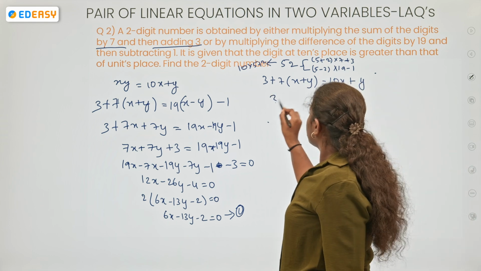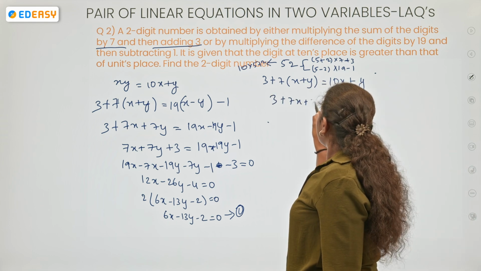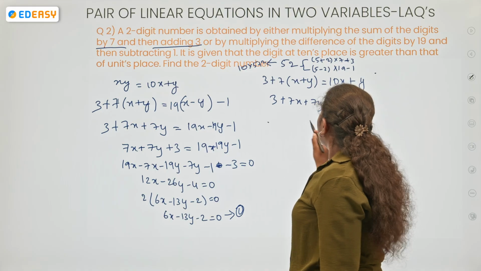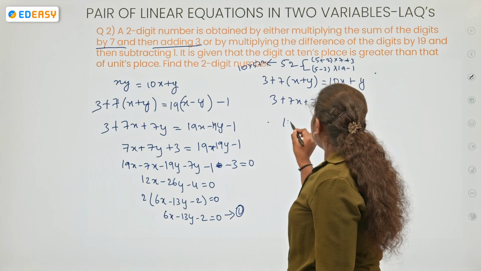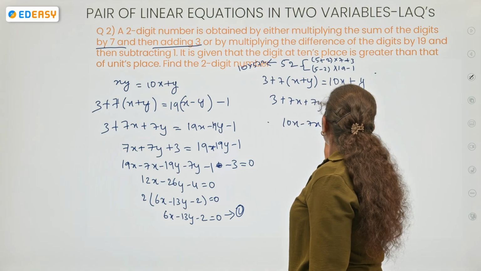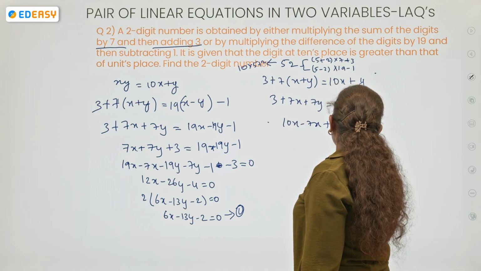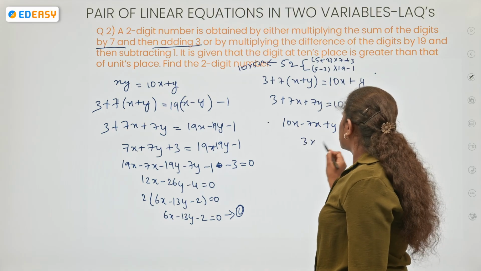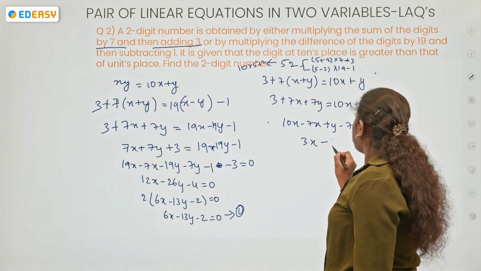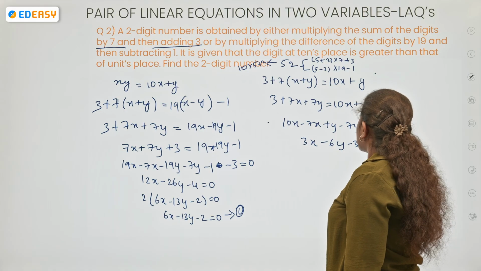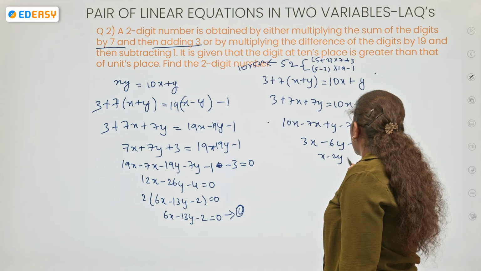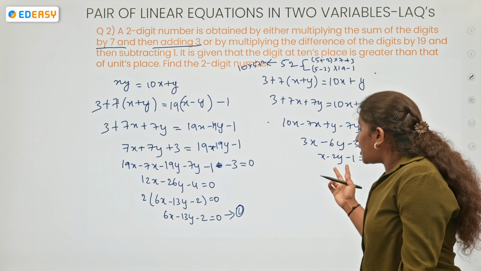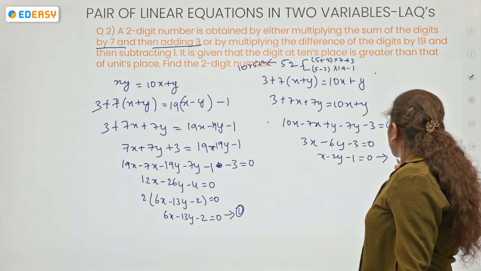Now simplify this. 3 plus 7x plus 7y equals 10x plus y. Now bring all the terms to one side. 10x minus 7x plus y minus 7y minus 3 equals 0. 10x minus 7x is 3x, and y minus 7y is minus 6y, minus 3 equals 0. Taking 3 common, x minus 2y minus 1 equals 0.